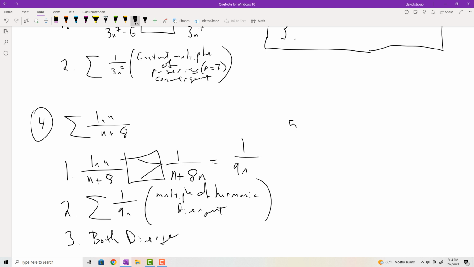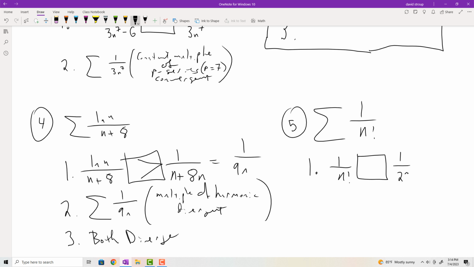Okay. Let's look at number 5, another kind of weird one. 1 over n factorial. So what the heck am I going to compare that to? Well, you're going to compare it to a geometric. And it goes back to the kind of footnote in the book. If you're really reading the book with a microscope, you probably caught this factoid.